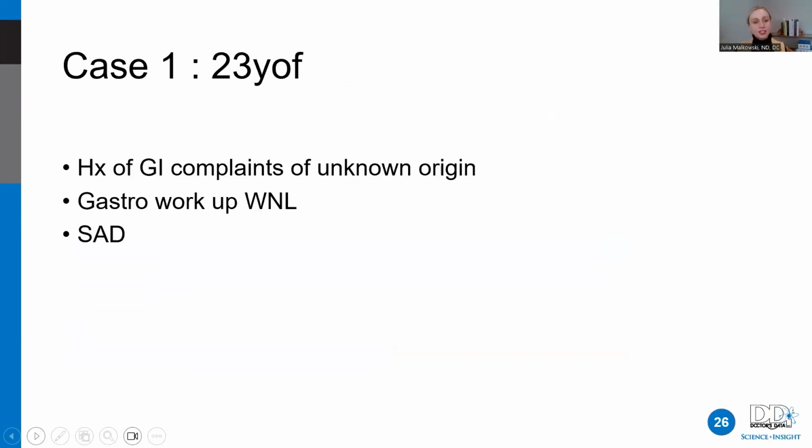Our first case is a 23-year-old female who has a history of GI complaints of unknown origin. I'm sure you've seen these patients in your office, young women that have a good amount of GI complaints historically, and they're kind of just living with it. The gastrointestinal workup was within normal limits, so they did not find anything there. And then the patient is consuming the standard American diet.